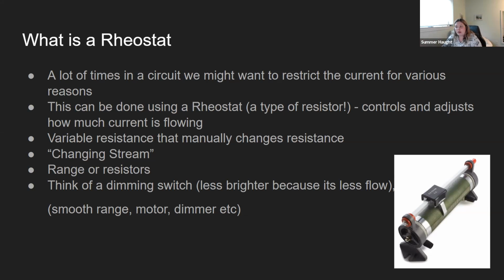It allows us to control current, which is useful in situations where we're using electrical components like a light bulb or a motor, and we're not always wanting the same exact outcome. So the rheostat ultimately changes the outcome. It changes how our electronics or electricity is working for us. So basically that's why we're talking about a rheostat.